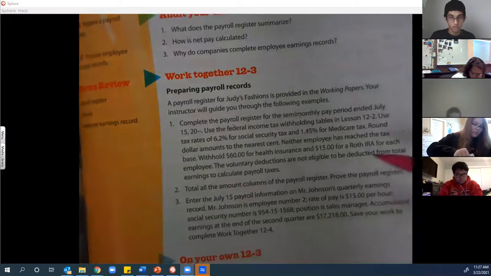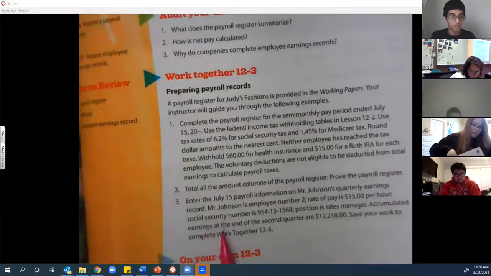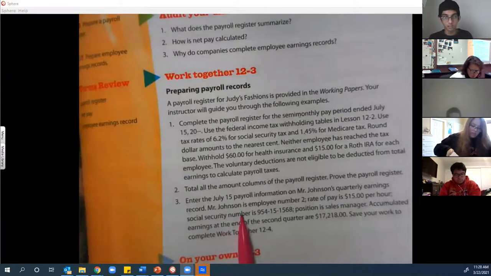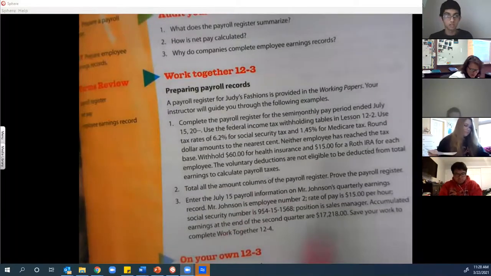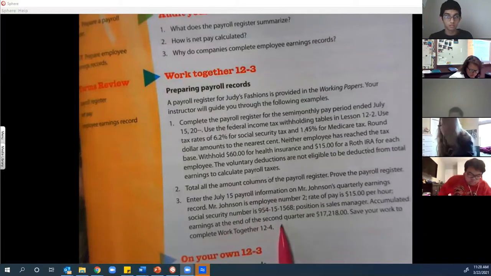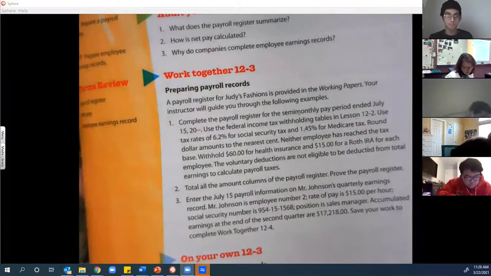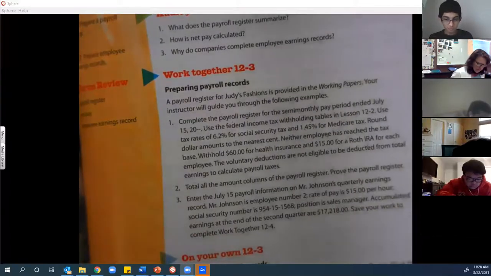All right, and then we're going to total all of them, and then we're going to enter information into one person's earnings records. Okay, and it's got that information there. All right.